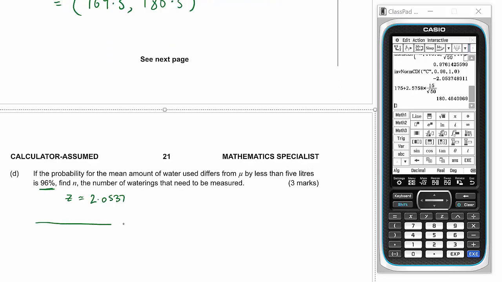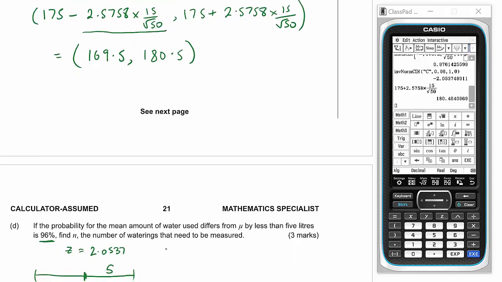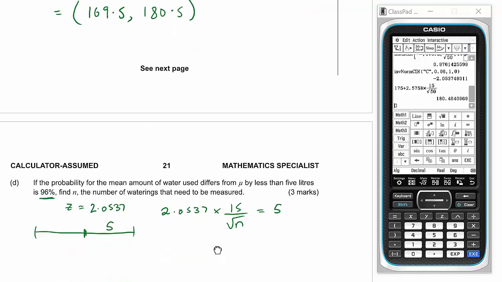And when we have our confidence interval, what we're saying is from the mean, this can go up and down by 5. Well, if we go back here, this is the part that it goes up and down by. So what we've got is 2.0537 times 15, but this time we don't know the n. We want that to be equal to 5. So we can solve that for n.